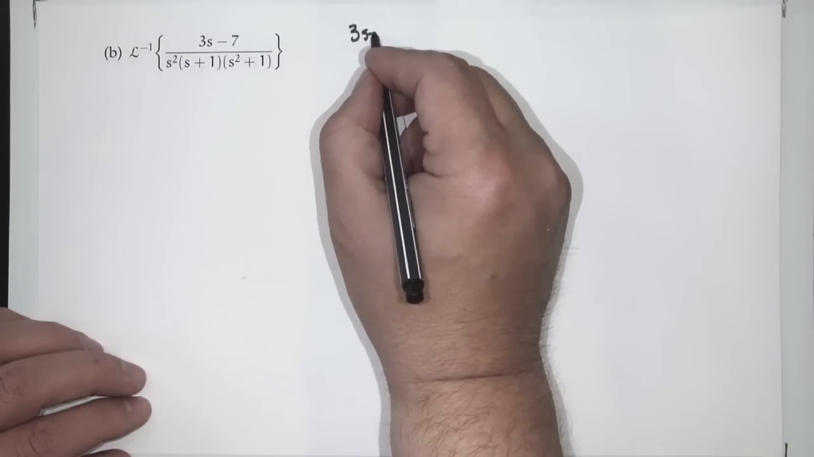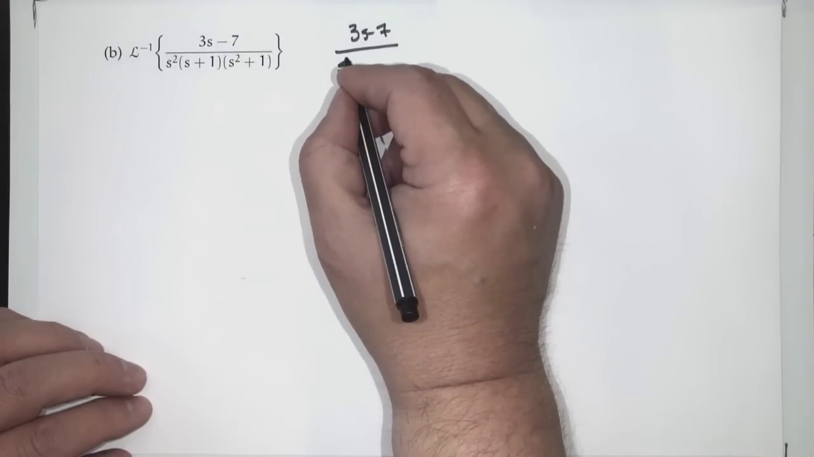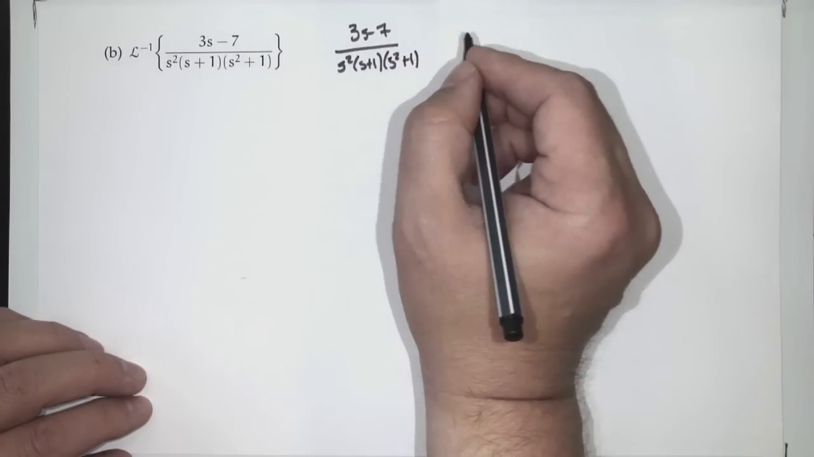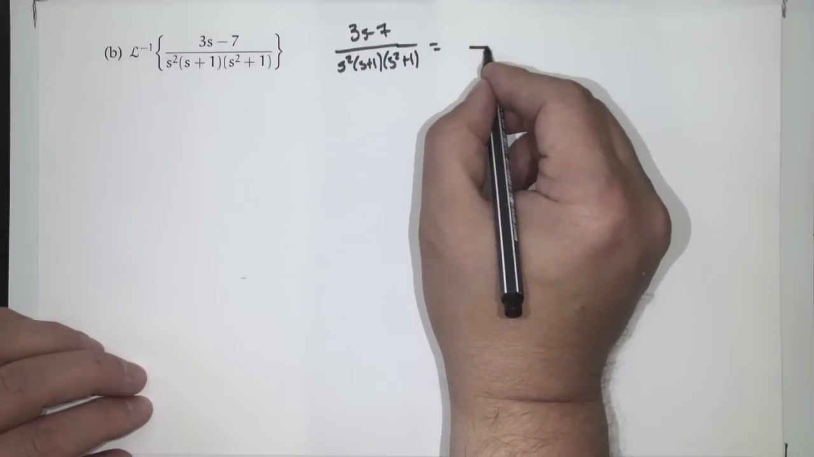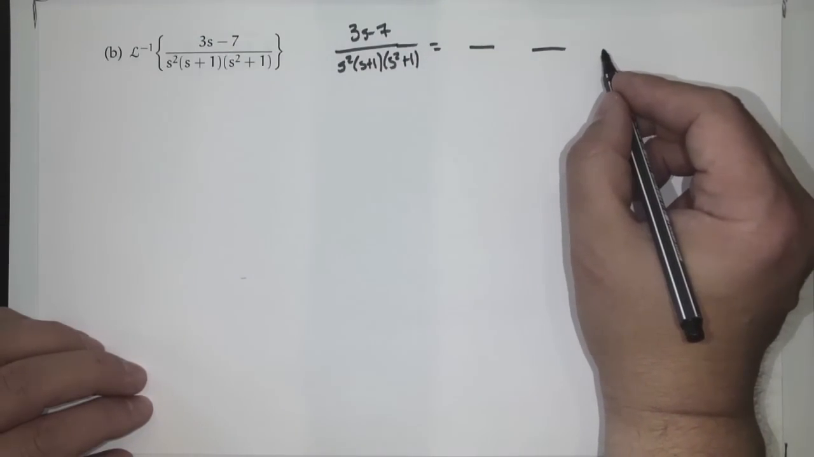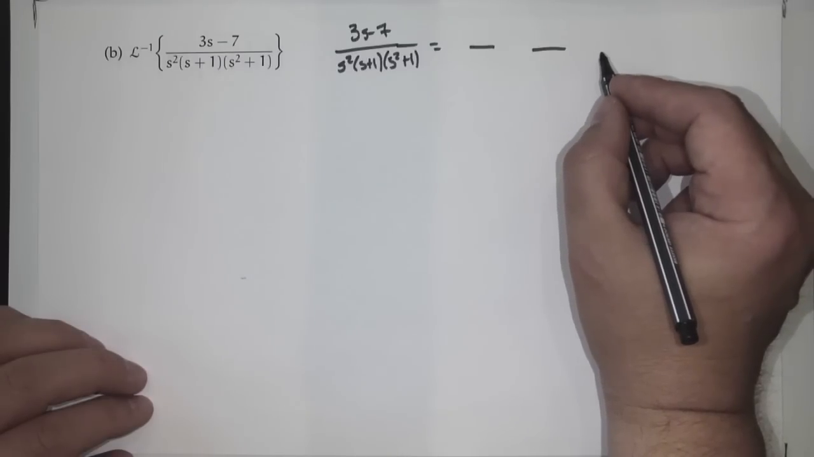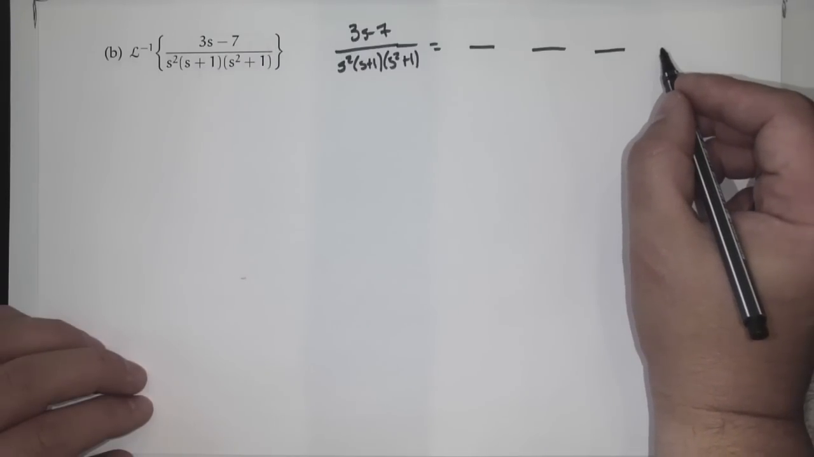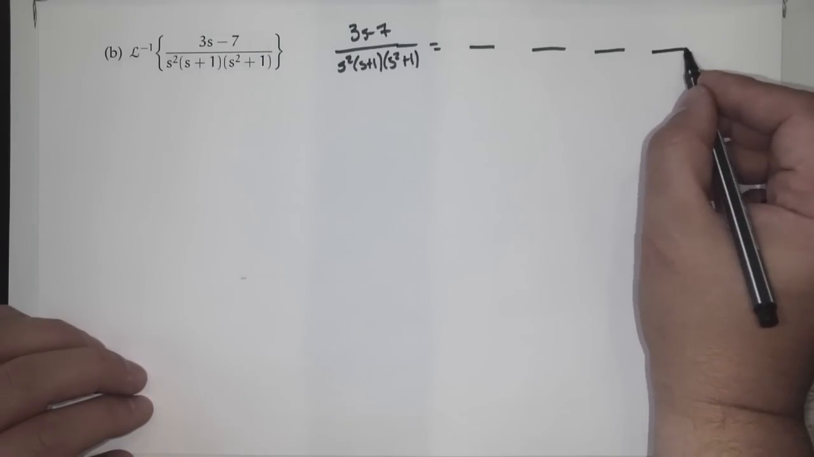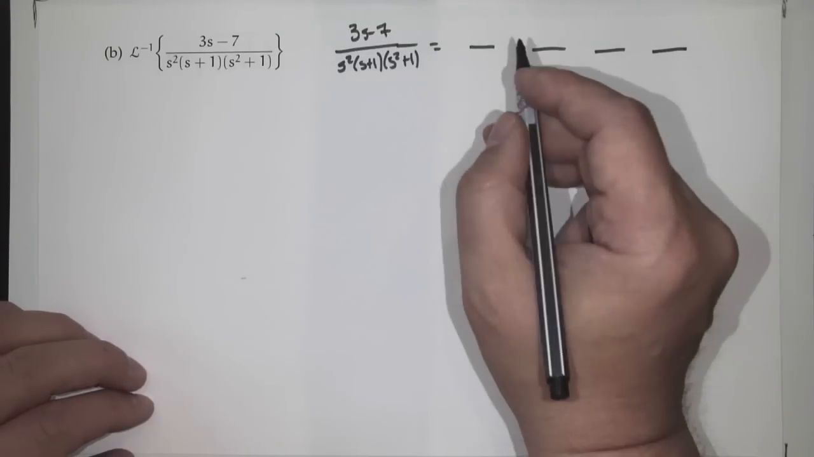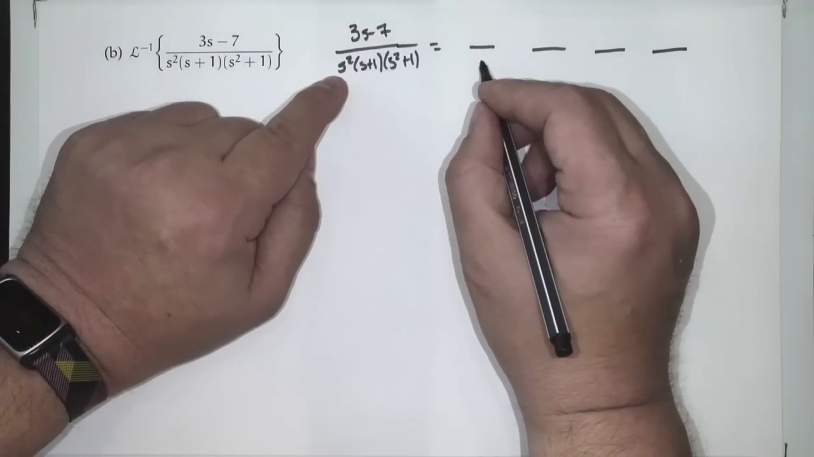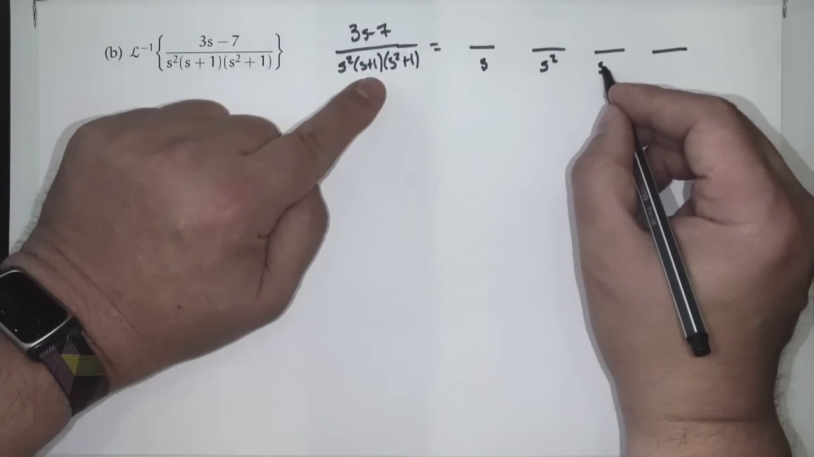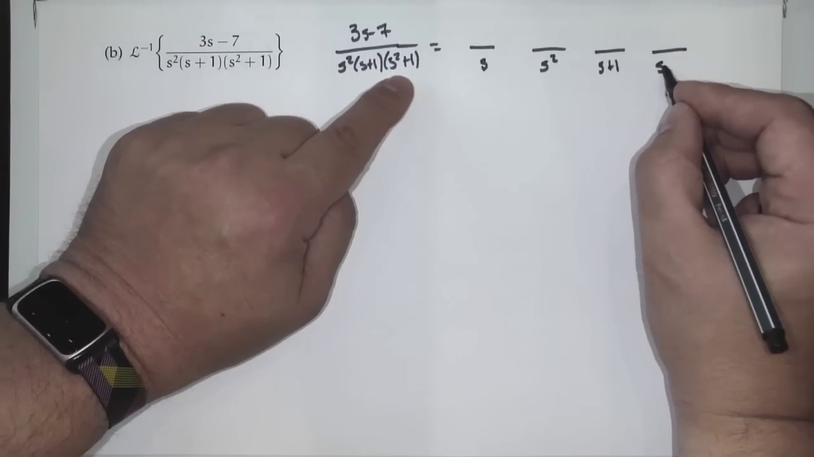So we have our 3s minus 7 over s squared, s plus 1, s squared plus 1. Okay, how many pieces will we have on the other side? 2, 3, 4. 4 is right. All right, so what do we have? We have s squared, so we build ourselves up: s squared. We have a single s plus 1, and then we have an s squared plus 1.